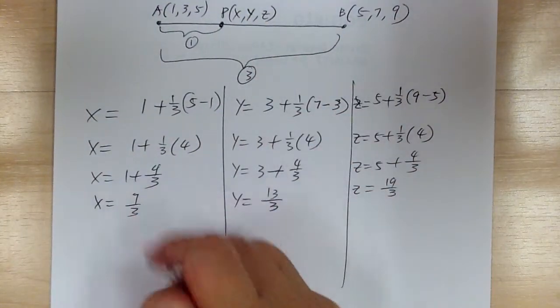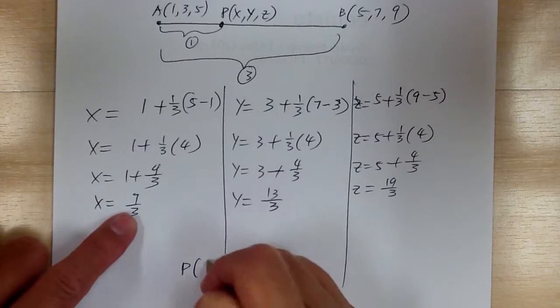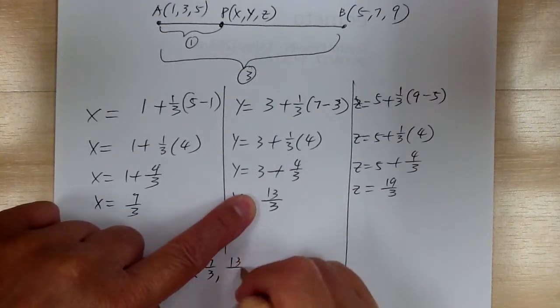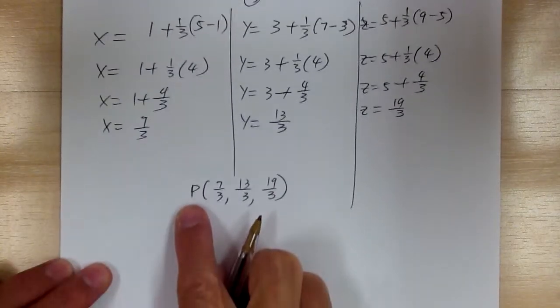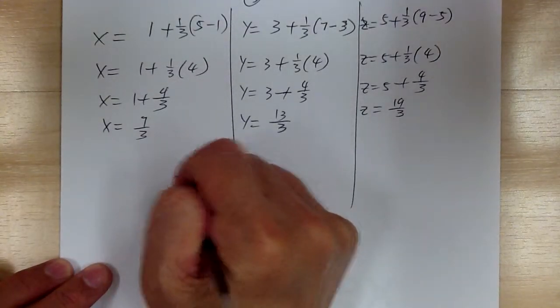So your point P would be at 7/3, 13/3, and 19/3. Again, you're looking for a coordinate, so you have to put it in parentheses, in this form.